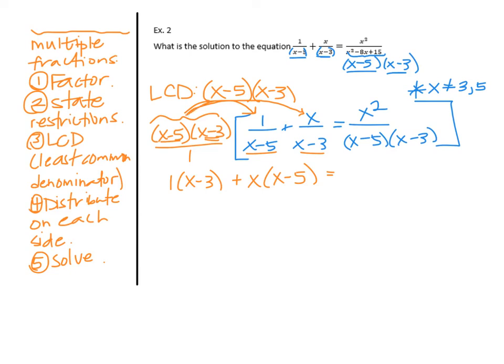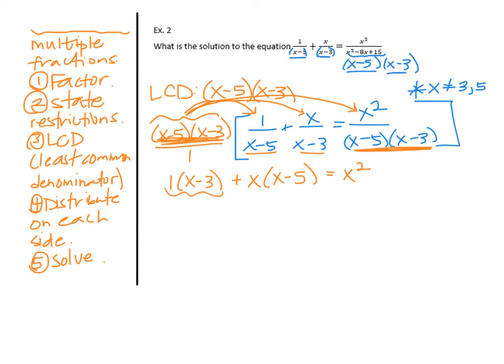When we distribute that pair over on the right-hand side, notice we have x minus 5, x minus 3, and we have the exact same denominator, x minus 5, x minus 3. So they cancel out completely, leaving us with just x squared. It's almost like a cross multiply because now we have no denominator. Step 5 from here is to solve.